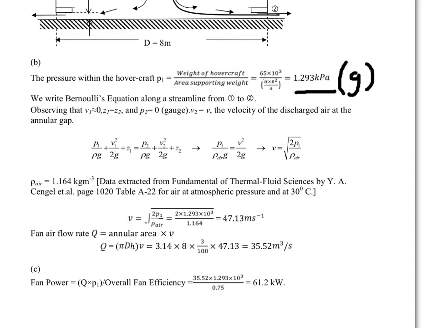Now the fan power is simply the volumetric flow rate times the pressure, and we are told that the overall fan efficiency is 75%. This gives us 61.2 kilowatts. This takes us to the end of this solution.